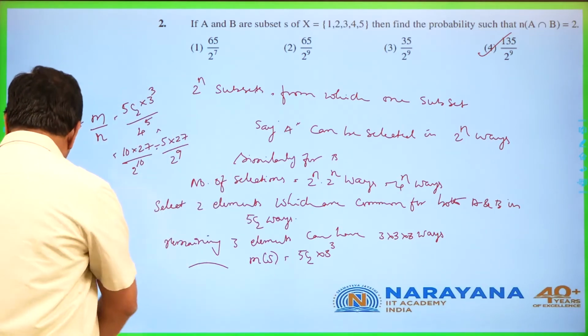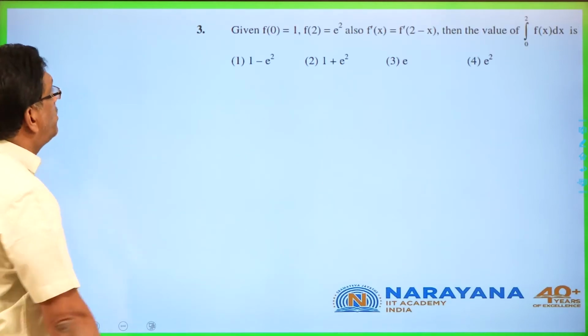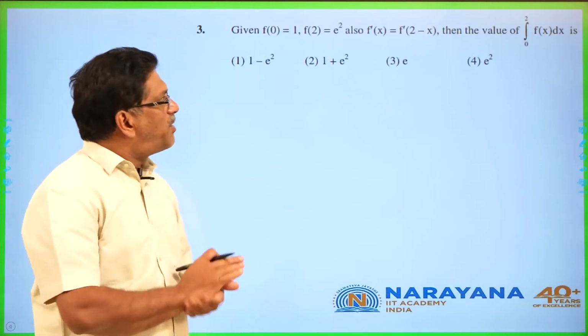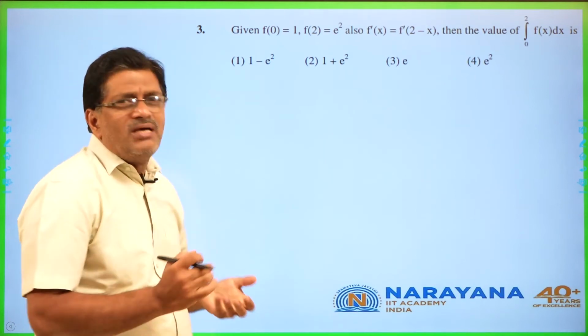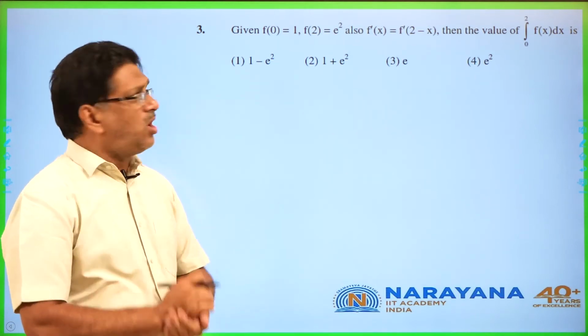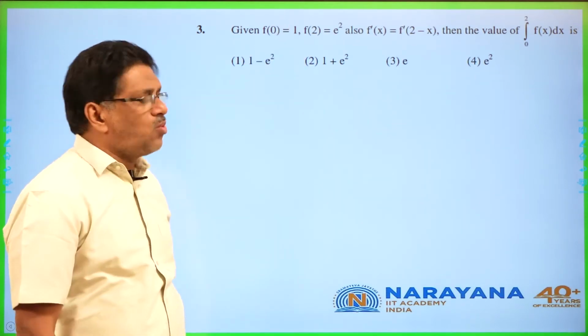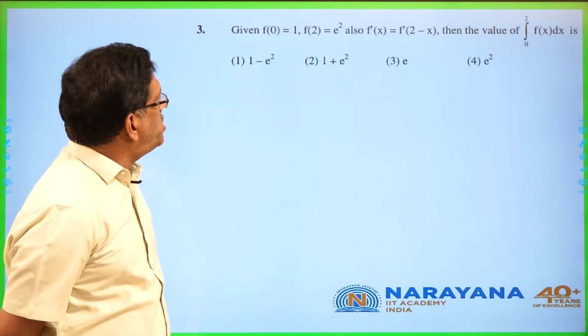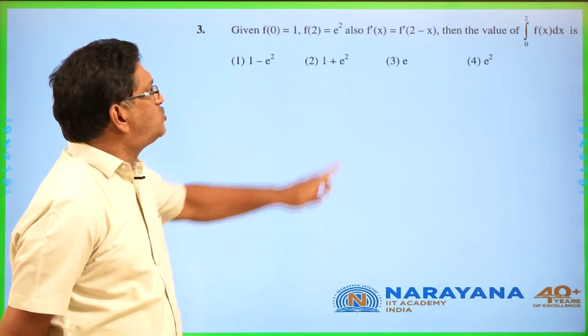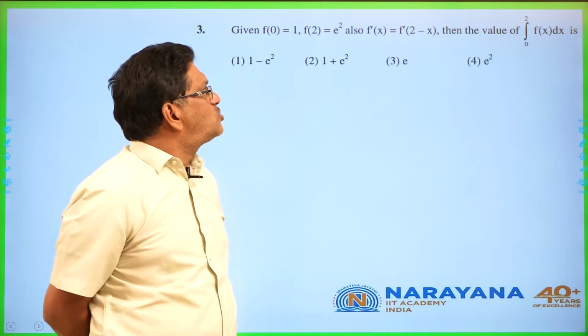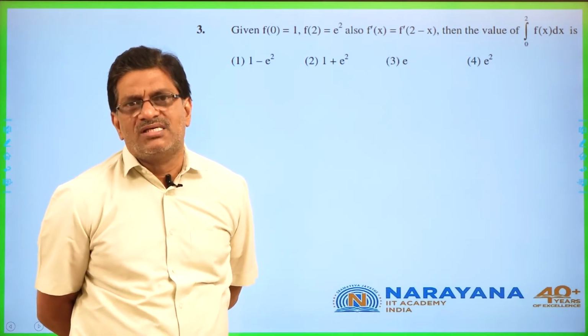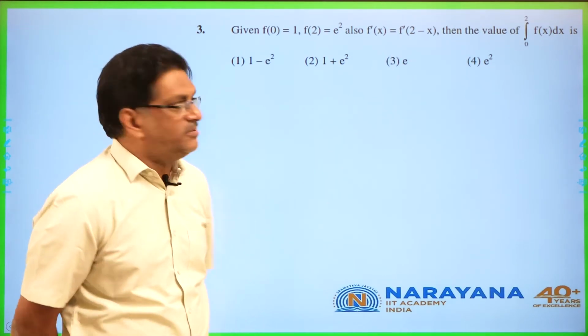That is question number 2. We will go to question number 3. It is a good problem from the integration. Some simple properties are involved. F of 0 equals 1. F of 2 equals e square. Also, f dash x is equal to f dash 2 minus x. Symmetric concept he has given.